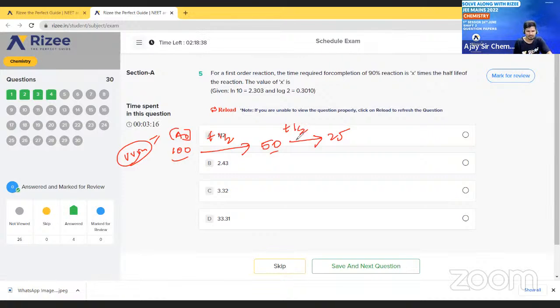Here also we will get T half, because from 50 to 25 means half only. Okay? Next, 25 to 12.5. So what is the half-life here? Here also half-life, that means T half only. And if 12.5 to 6.25, then here also half-life T half only.